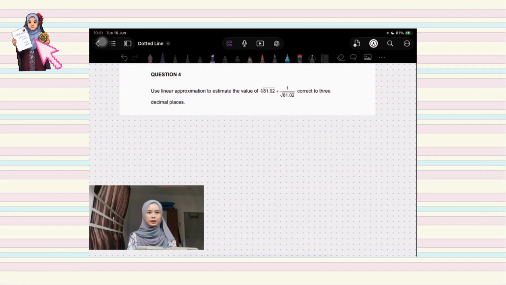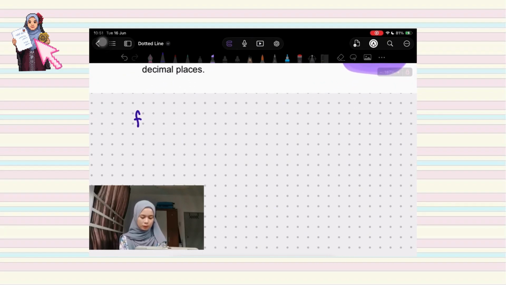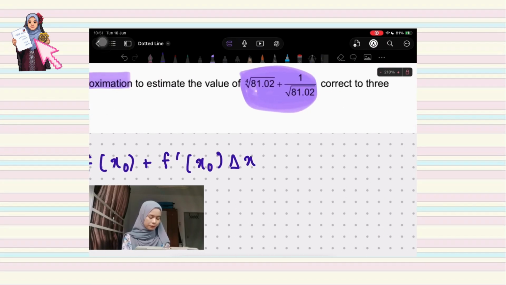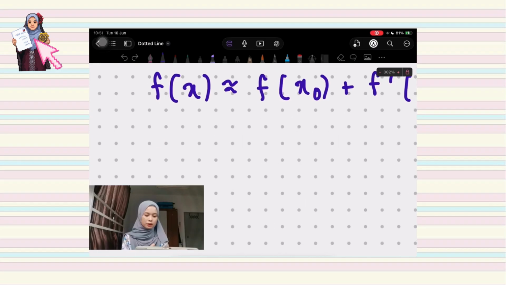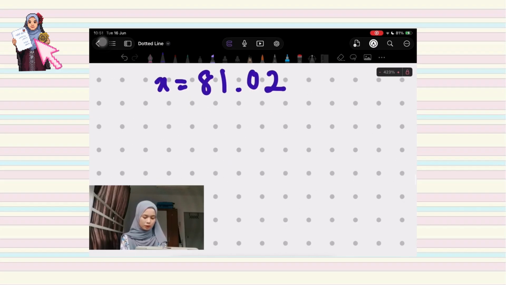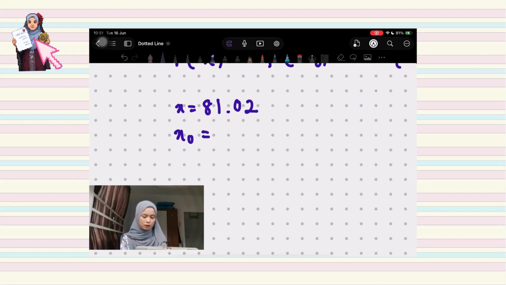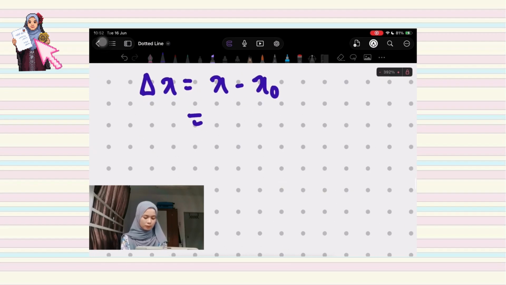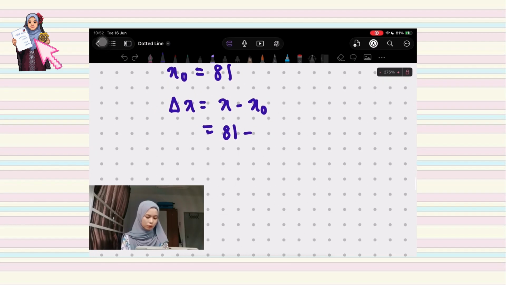Assalamualaikum and hi. My name is Nur Ezian Sofia Binti Razi, and today I am going to do question 4. For this question, it uses linear approximation. The formula that we use here is f(x) approximately f(x naught) plus f prime(x naught) delta x. From the question, the x value is 81.02. The x naught value is the nearest number to the x value, so it is 81. To find delta x, the formula is x minus x naught, so 81.02 minus 81. The delta x value is 0.02.